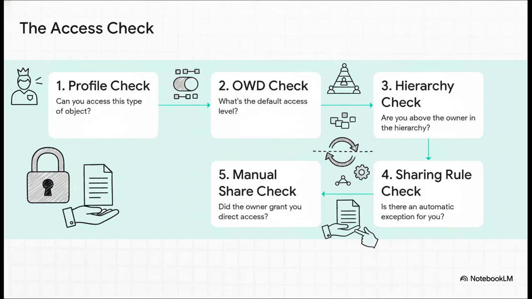Okay, so let's recap how this all works in practice. When you try to access a record, Salesforce literally goes down a checklist, in this exact order. First, does your profile, your job title, even let you look at this type of thing? If yes, then what's the OWD? Is the default state locked or unlocked? If you still can't get in, does your position in the role hierarchy give you access? No? Well, does a special sharing rule apply to you? And if all else fails, the final check is, did someone manually share this one specific record with you? It's a perfect, logical security check, every single time.